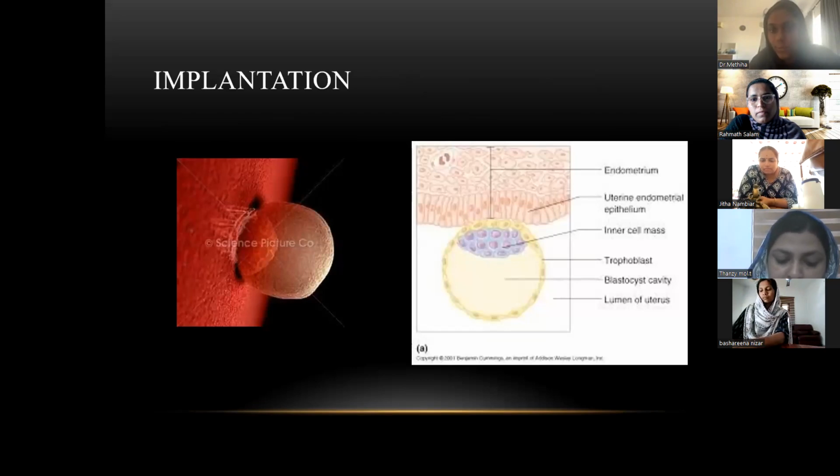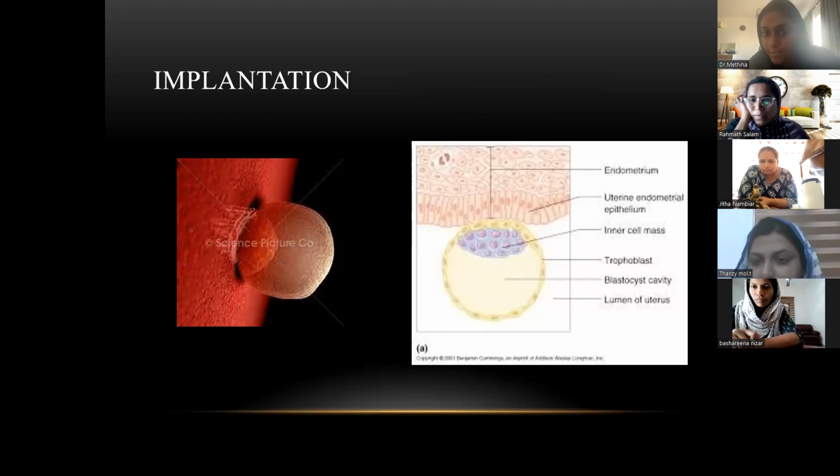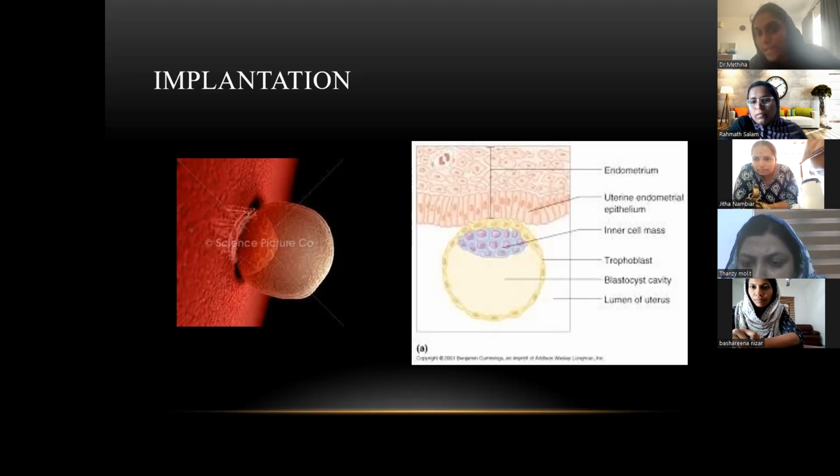Okay, this is what implantation means. Can you see this upper layer, the endometrium? This upper layer in the cream color is what we call the uterine wall. And this trophoblast and this inner cell mass, what we call the zygote, get attached to the uterine wall. That is what is shown in this picture.